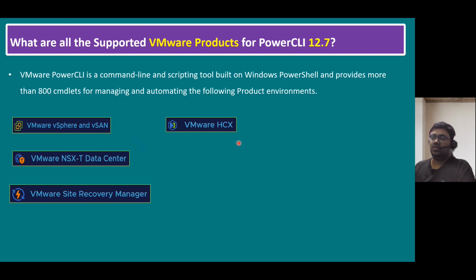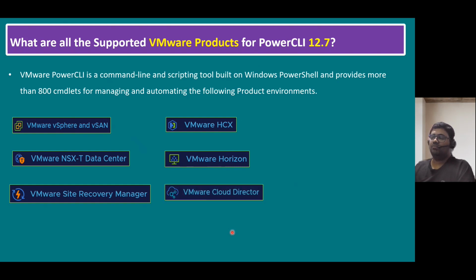HCX means Hybrid Cloud Extension. Suppose you want to migrate your data center, all your workloads, from one location to another location. For example, I want to migrate my workloads from India to Singapore, or India to any other country location, EMEA region or Americas region. At that time we can use this tool. VMware HCX and VMware Horizon, we are aware that this is a desktop virtualization product. Even this product, all the environment we can access using PowerCLI.